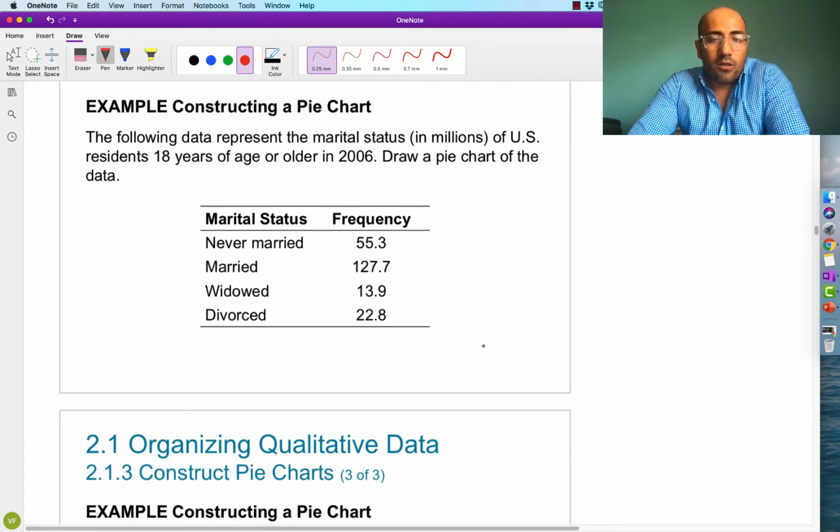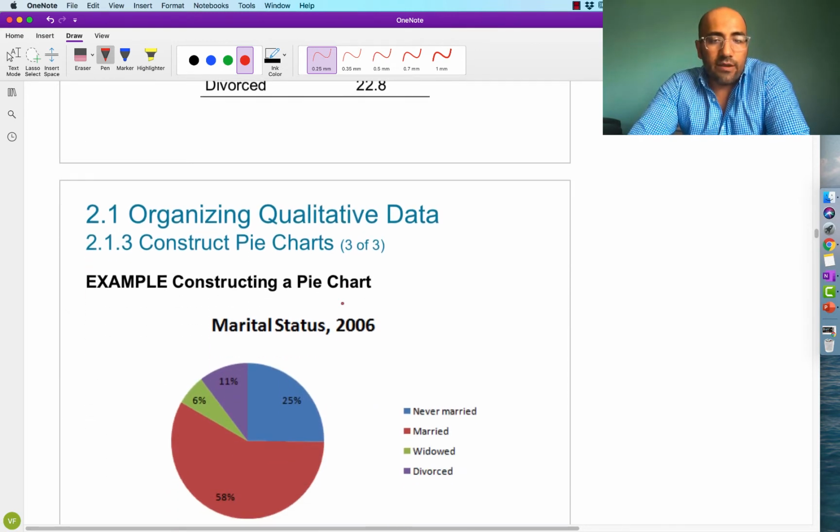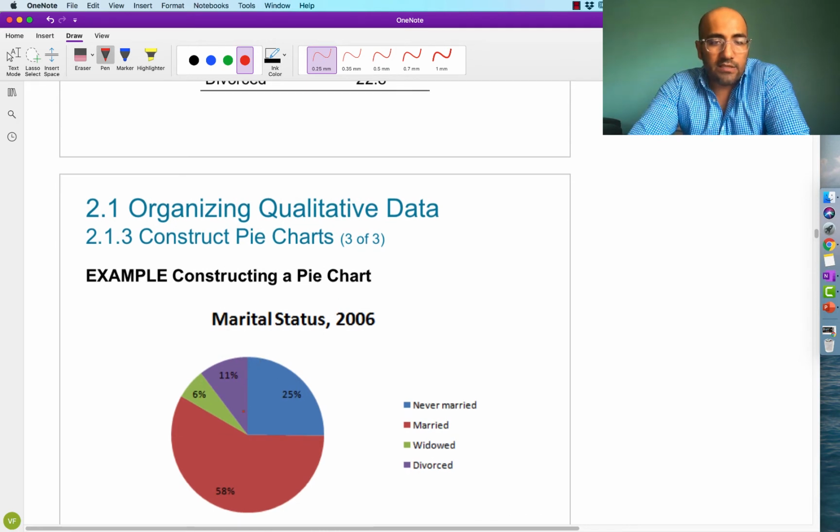So if we add them all up and then we divide each one of these by the total, we'll get the percentage or the ratio of each category. So never married is approximately 1/4 the total, 25%. So it ends up being about 1/4 of the pie.